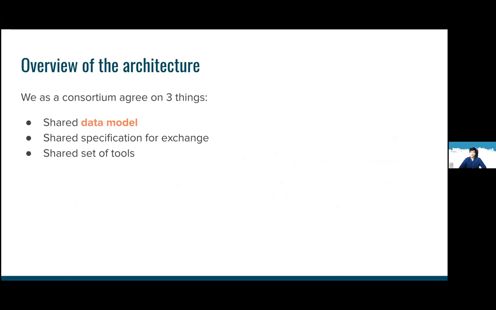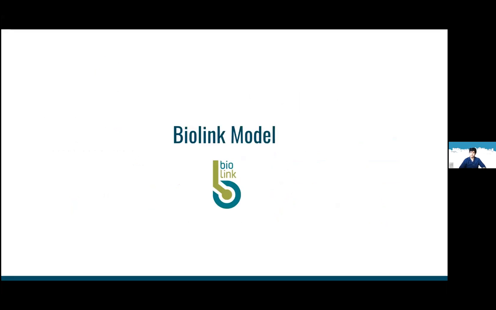But to achieve this goal, we as a consortium had to agree on 3 things. One is a shared data model for representing knowledge across the consortium. The second is a shared specification for exchanging information between these tools and APIs. And the third is a shared set of tools that can be used across the consortium so that we are not reinventing the wheel. And this shared data model is what we know as the Biolink model.